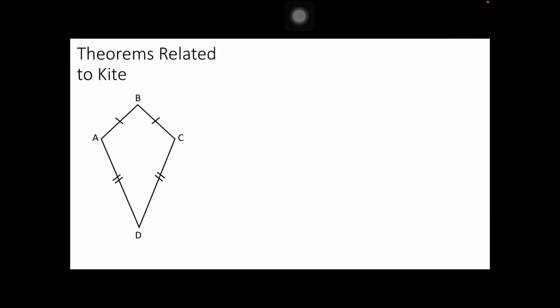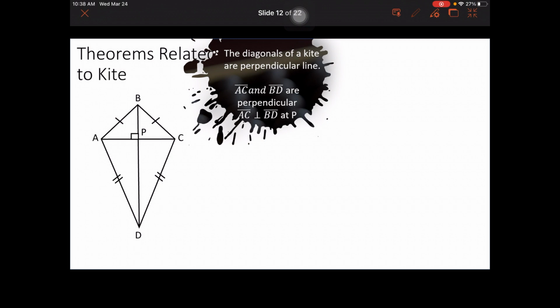Okay. Theorems related to kite. We have seven theorems related to kite. First, the diagonals of the kite are perpendicular lines. Ang diagonals po ng ating kite ay 90 degrees ang kanyang mga degree. Ito po, this is small squares. Nagsisignify po yan na that is 90 degrees. Kaya perpendicular line po ang kanyang mabubuo.